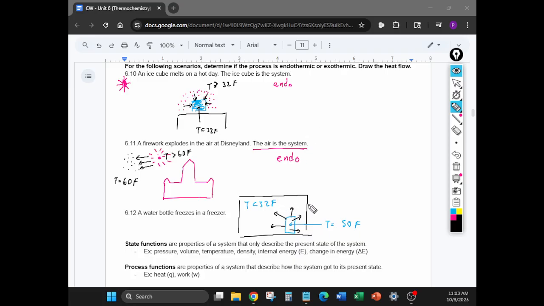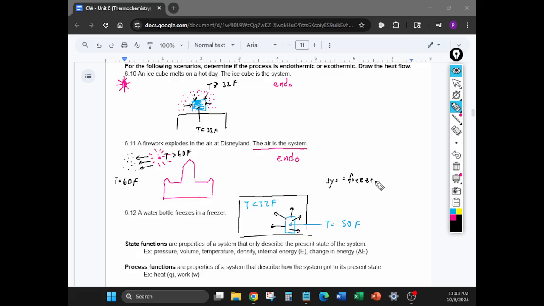All right, now, there's a problem with this problem. Anyone catch it? There's no system. Yeah, there's no system. I didn't tell you what the system is, right? So you cannot say if it is exothermic or endothermic because it depends. And that's the point with this problem. You always need to define the system if you're going to talk about exo and endo, because let's say that the system is the freezer.